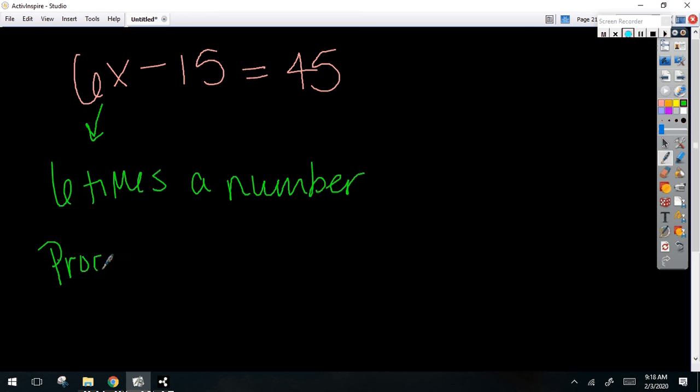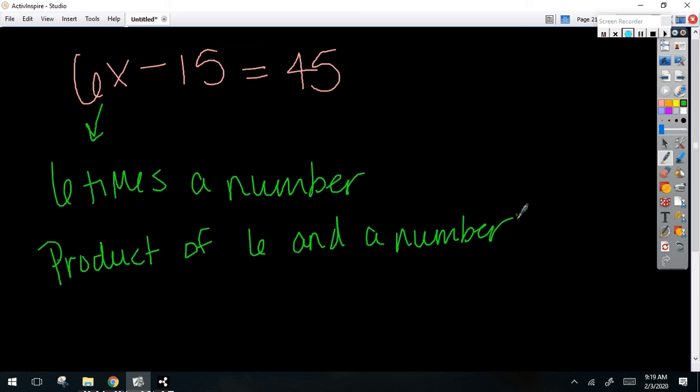Product of 6 and a number. Either one of those would be sufficient to represent 6x. Now, how might I say taking 15 away from that, or subtracting 15? I could say minus 15. What's another way? Less than 15 or 15 less than?